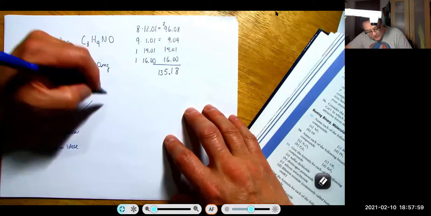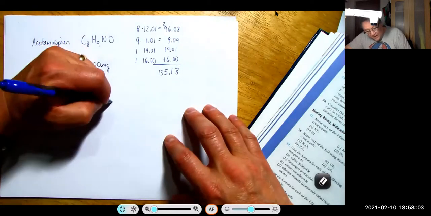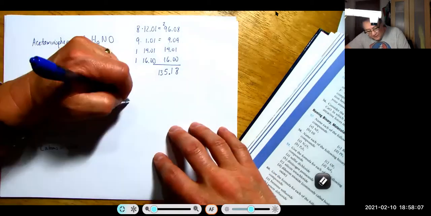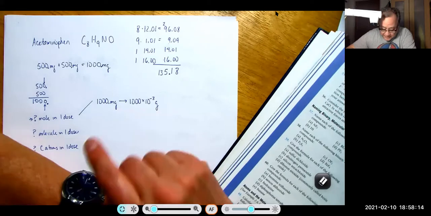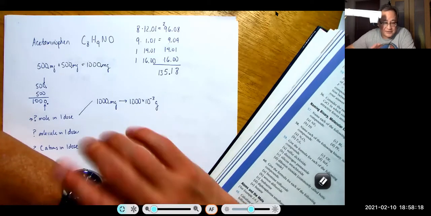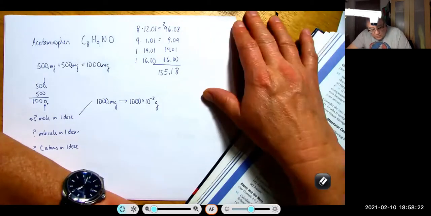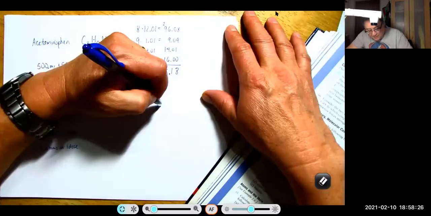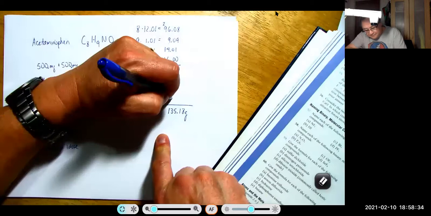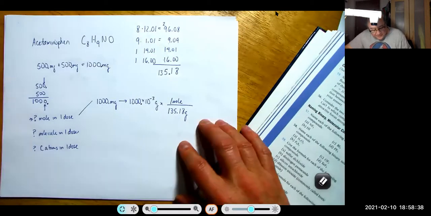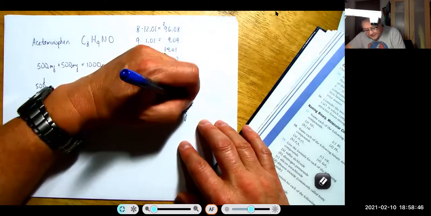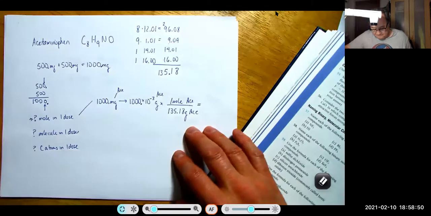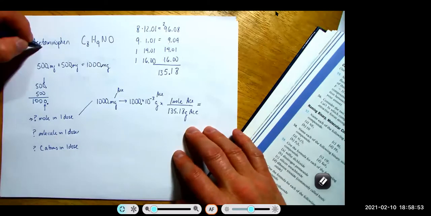So we would take our 1,000 milligrams. And the way I would do this personally is I would write 1,000 times 10 to the minus 3 grams. I wouldn't convert milligrams to grams. Instead, I would substitute 10 to the minus 3 for milli. That's legitimate. That's absolutely fine. Don't want to lose that decimal there. And then I would multiply by 135.18 grams on the bottom and 1 mole on the top. And if anything could make this better, it would be if I used ACE, ACE, ACE, ACE. So what does ACE stand for? Acetaminophen. Yeah, because I don't want to write that whole darn word out. So ACE.